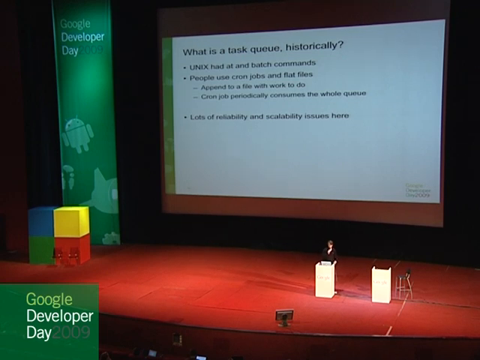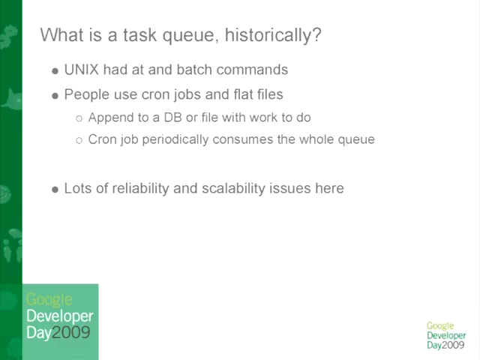But to understand what a task queue is useful for, you need to think about history. Historically, Unix had an at command and a batch command. And lately, people use cron jobs and flat files very often to do their work. Every time they want to do some work in the background, they'll append to a file. They'll add a new line or something. And then every 15 minutes or so, they'll have a cron job wake up, read through the file, do all the work, and then delete the file. So it's kind of a poor man's queue getting through the local data.